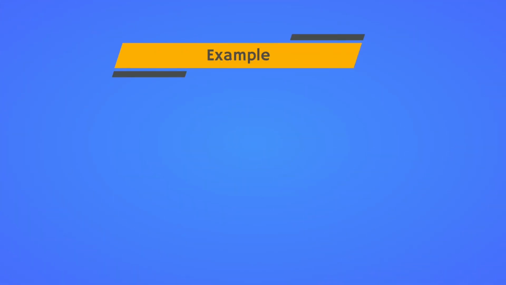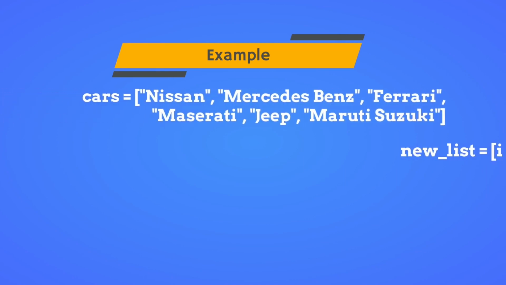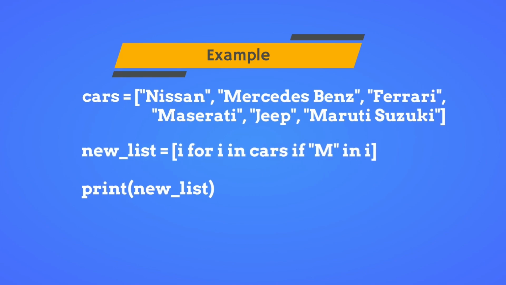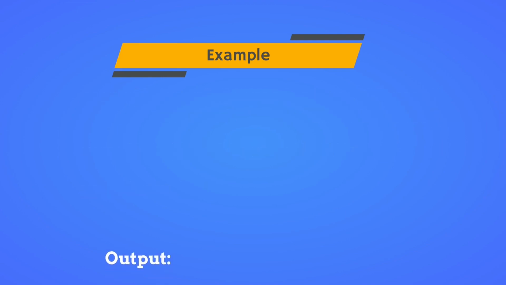As you can see in the above example, you used a for loop and append to create the new_list with only the car names starting with M. List comprehension in Python shortens this long process and allows you to create the new_list with just a single line of code. Now let's look at the output.